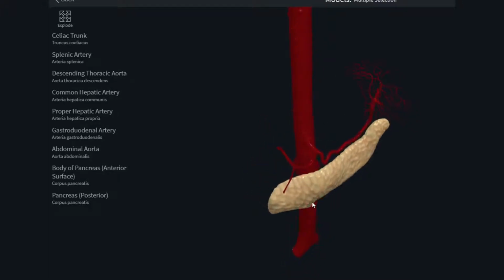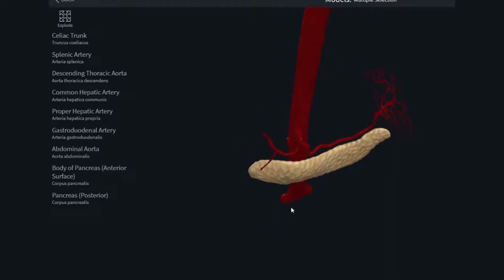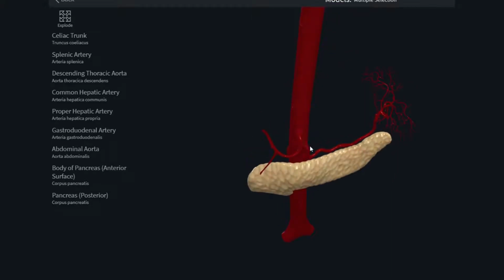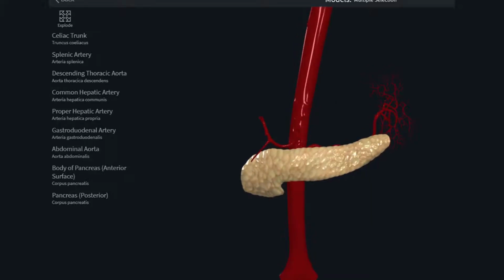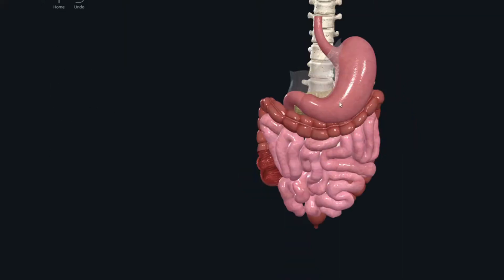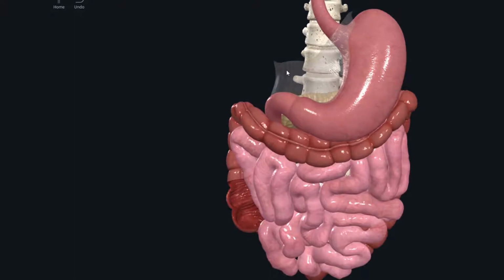So that is the superior border of the pancreas, the body of the pancreas, this one right here. And you can see that there is the celiac trunk, and coming off the celiac trunk, we have the left hepatic artery, the common hepatic artery, and the tortuous splenic artery that forms the upper border of the superior relation. All right, now let us observe the anterior relation.